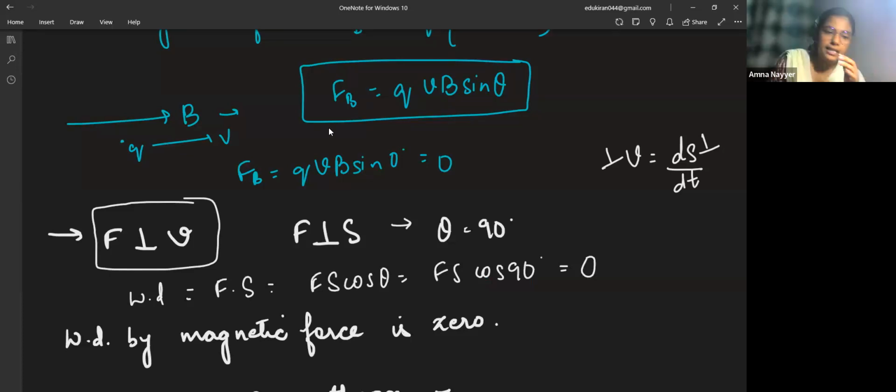First, tell me, till here it is clear, no? Work done by the magnetic force is 0. Yes, ma'am.